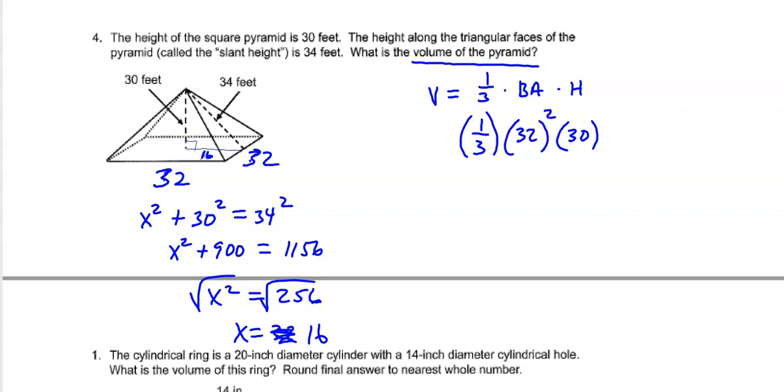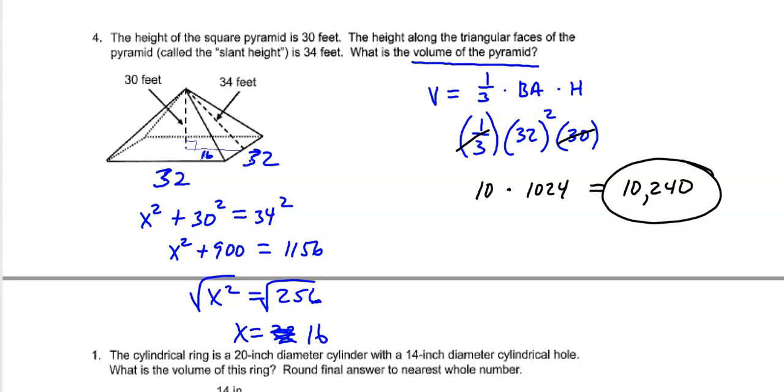So let's jam all this stuff in. I'm going to do some of this in my head. One third of 30 is just 10. And then we have 10 times, well, what's 32 squared? That's 1024, so just add a 0. 10240 would be the correct answer. Matches up with my sheet, so that was nice.